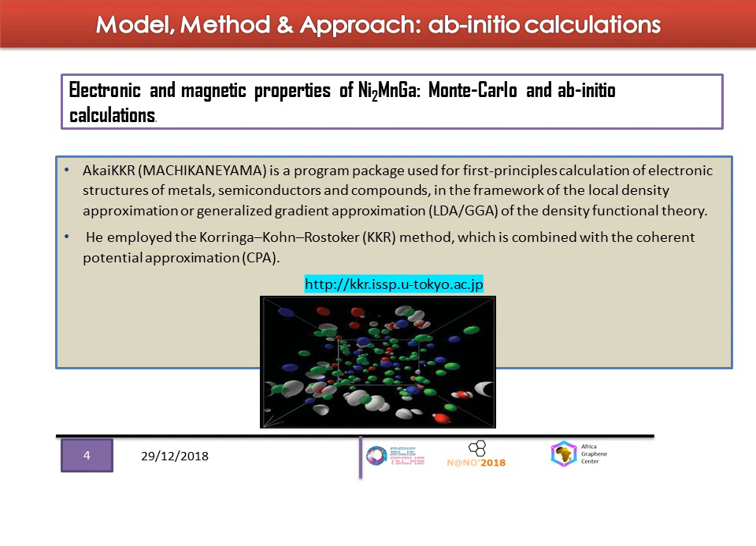So we use the AKKR package, which uses the KKR-CPA method that performs DFT calculation, used to calculate the local density approximation. The Kohn-Sham equation and energy functional were evaluated self-consistently using the KKR-CPA method with the valence electron configuration for Ni, Mn, and Ga.